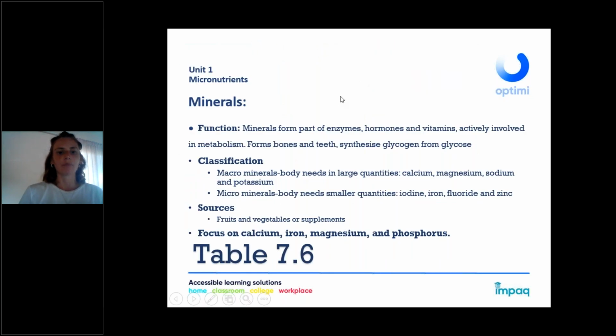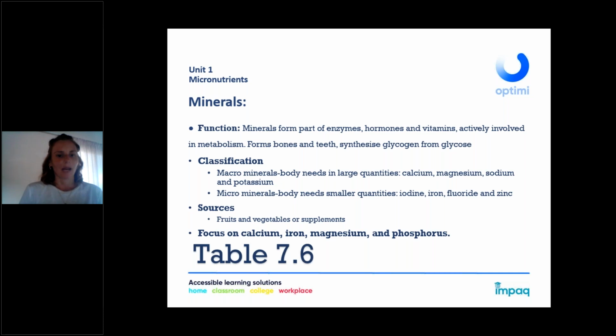Okay. So minerals, the function of minerals: they form part of your enzymes, your hormones, and your vitamins, and they're actively involved in your metabolism. They actually form your bones inside your body and help with the development of your teeth. And they also help with the synthesis, I can't say it, that word always boggles up my tongue, of glycogen from glucose. Okay, so minerals play a good role in our body.